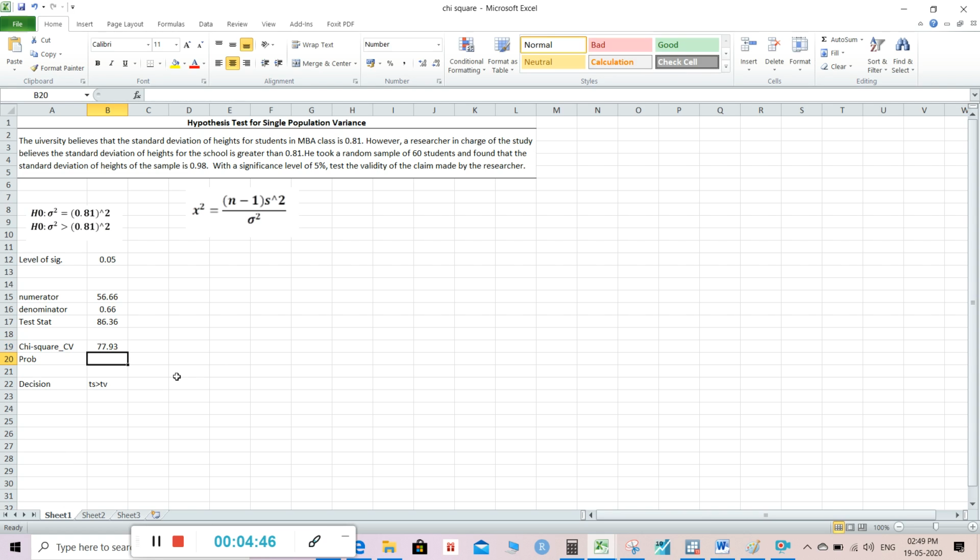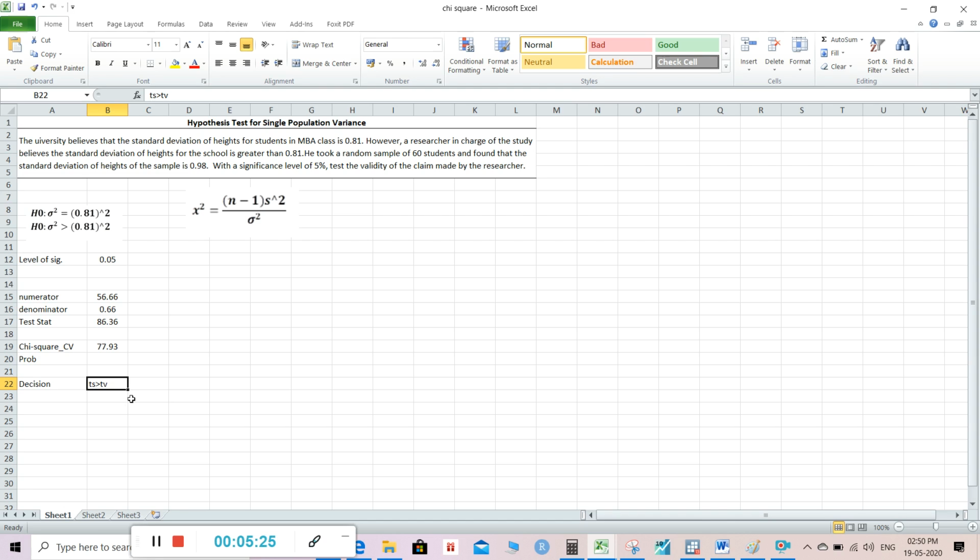So it is 77.93. That is your critical value, and for the decision, if you go by the test statistic versus the table value or critical value, if your test statistic is greater than the table value, then you reject the null hypothesis. So here your test statistic was 86.36 and your table value was 77.93. So your test statistic is greater than the table value, so you reject the null.